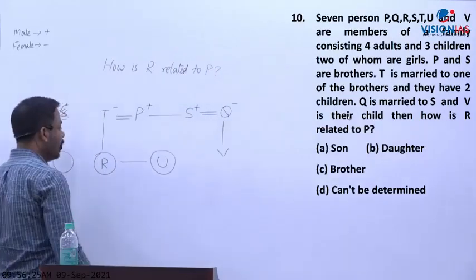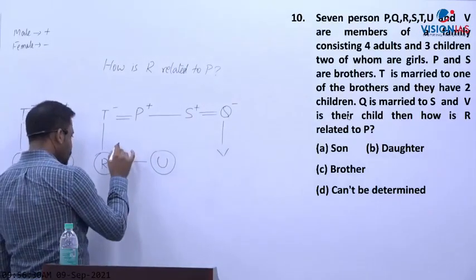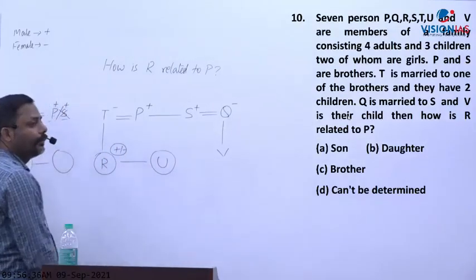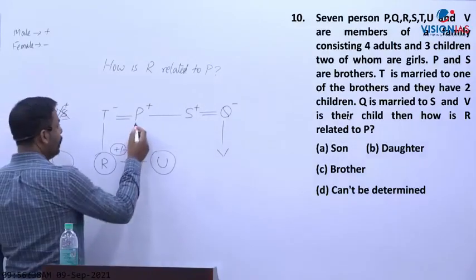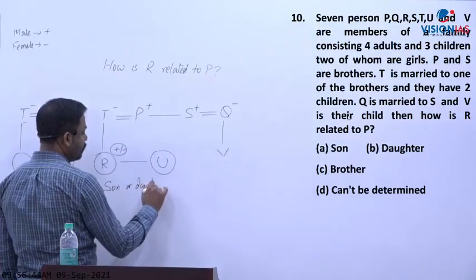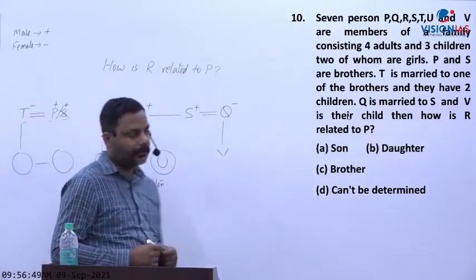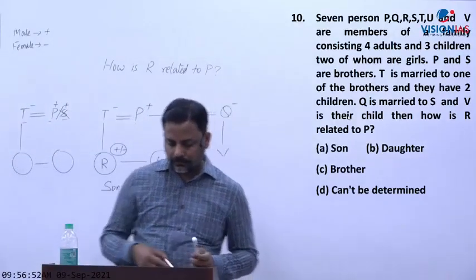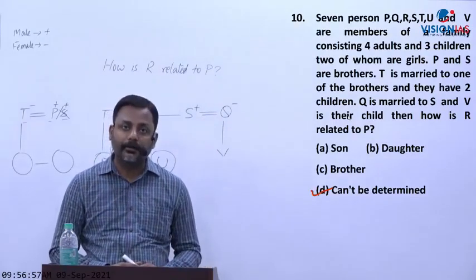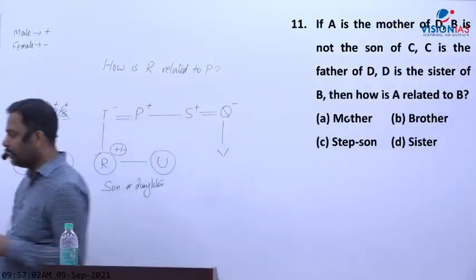So R is what? Since we do not know the exact gender of R, R can be male or female. So R can be either P's son or daughter. So that's why we cannot confirm the answer. So the answer is D, cannot determine. Now, question number 11.